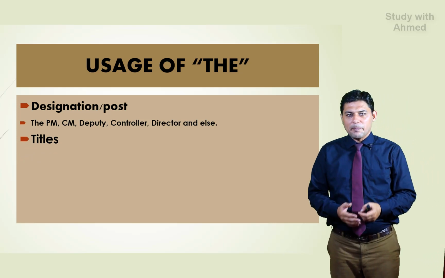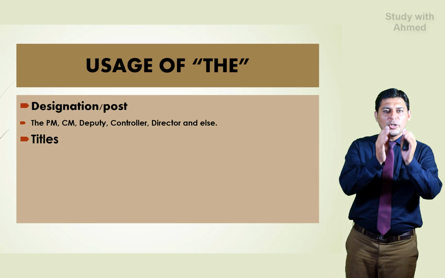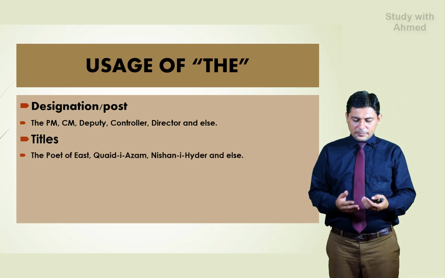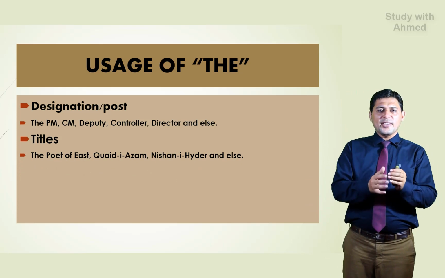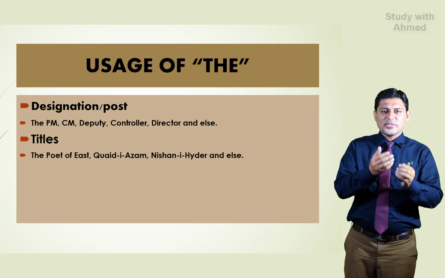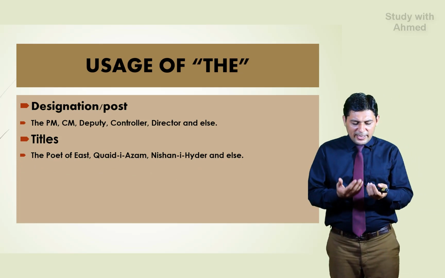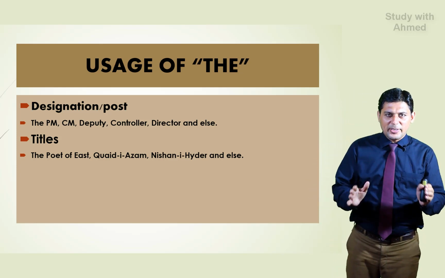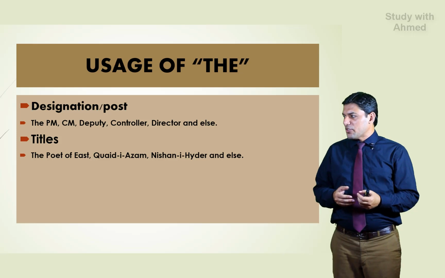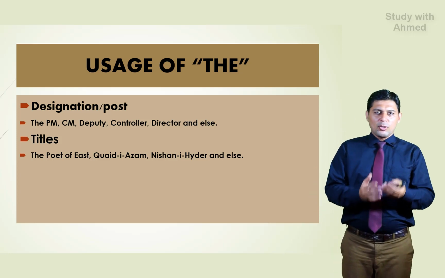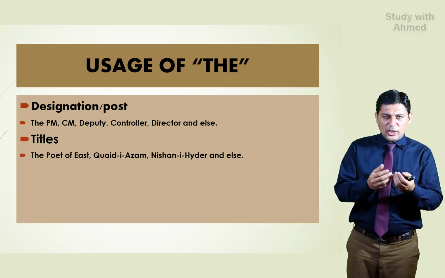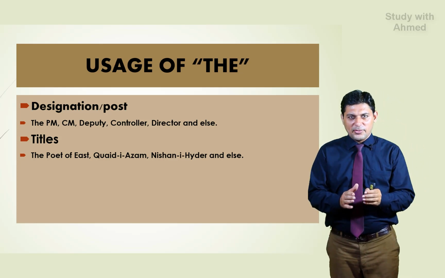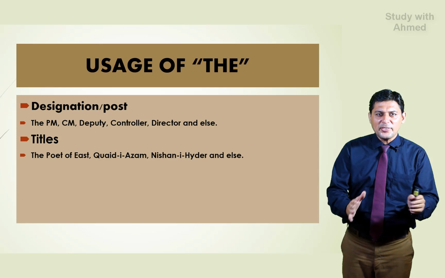A very common example: Allama Iqbal is known as the Poet of the East. The Poet of the East is a title. Second, we have Quaid-e-Azam. It's not a name, Quaid-e-Azam is a title, in fact. The name of Quaid-e-Azam was Muhammad Ali. So with names, we do not use any article. Next is Nishan-e-Haider. This is also a title. All kinds of titles, academic titles, social titles, any titles, we have to use "the" there, right?